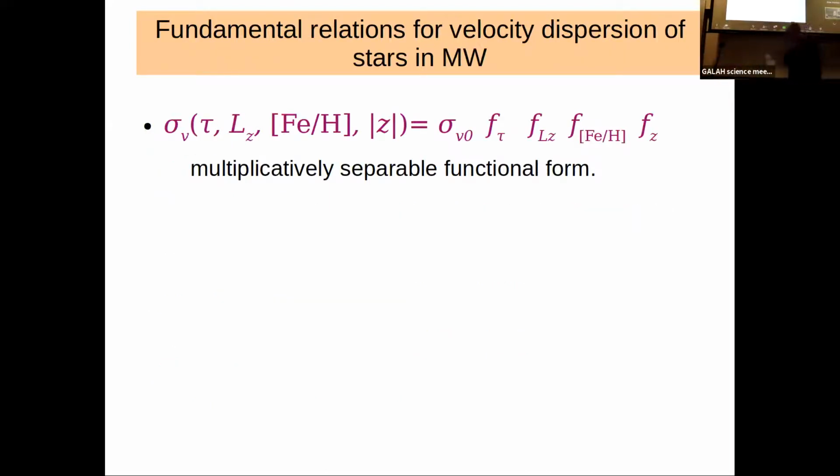So what kind of functional form should we choose? Well, I adopted a very simple functional form just to see if it works, and it worked pretty well. It's just a multiplicatively separable functional form. That means the dependence on one variable is independent of the others, and they are related by a product form.